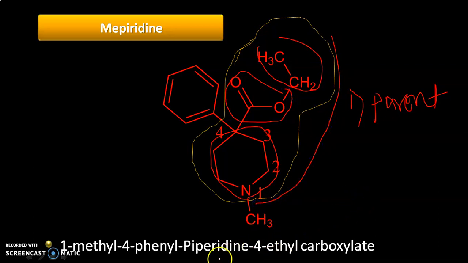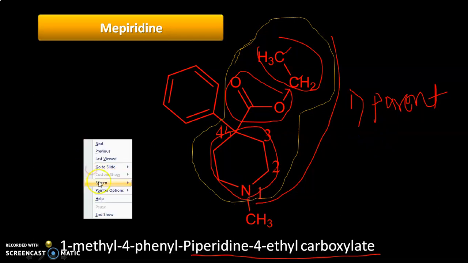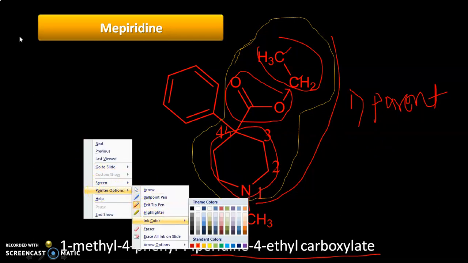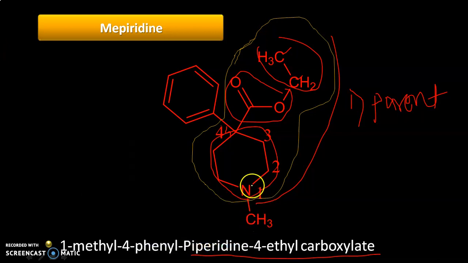As usual, the name of the parent should be written at the end of the nomenclature. So I am here writing piperidine, 4, ethyl carboxylate. Rule number 1 is over: decide the parent. Rule number 2, give the numbering to the parent, and I start giving numbering from here: 1, 2, 3 and 4.